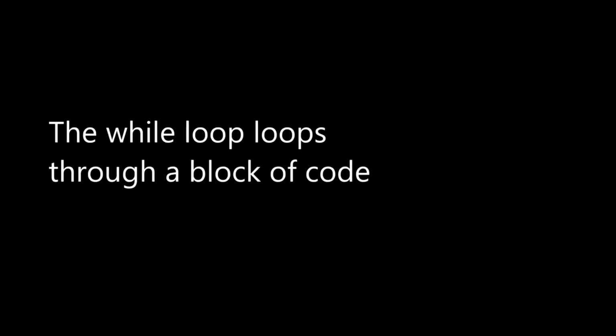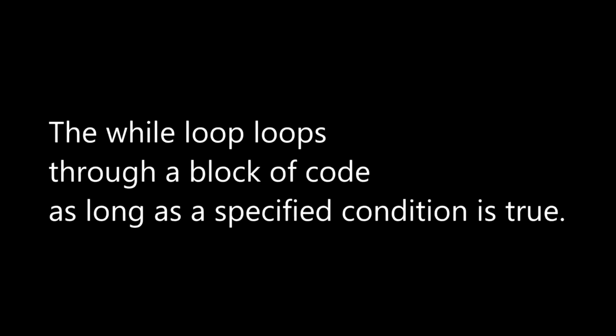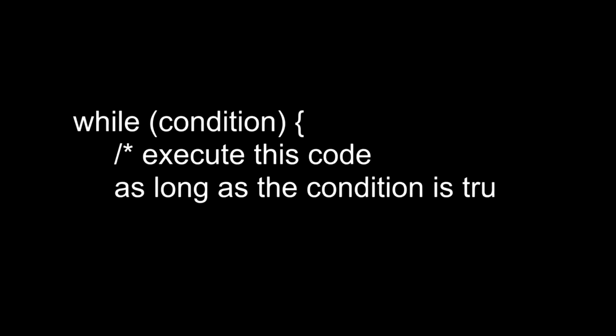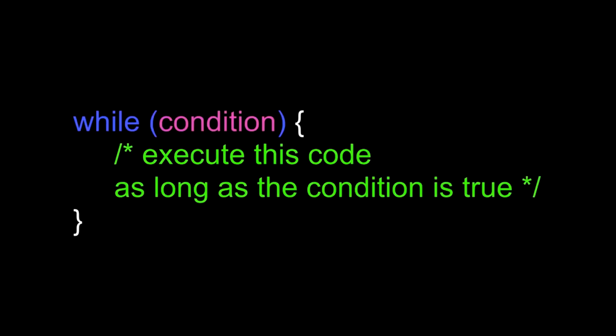There are two types of loops: a while loop and a for loop. The while loop loops through a block of code as long as a specified condition is true. The while syntax looks like this. While the condition is true, execute this code. Once the condition is no longer true, the execution of the code will stop, meaning the loop will end.